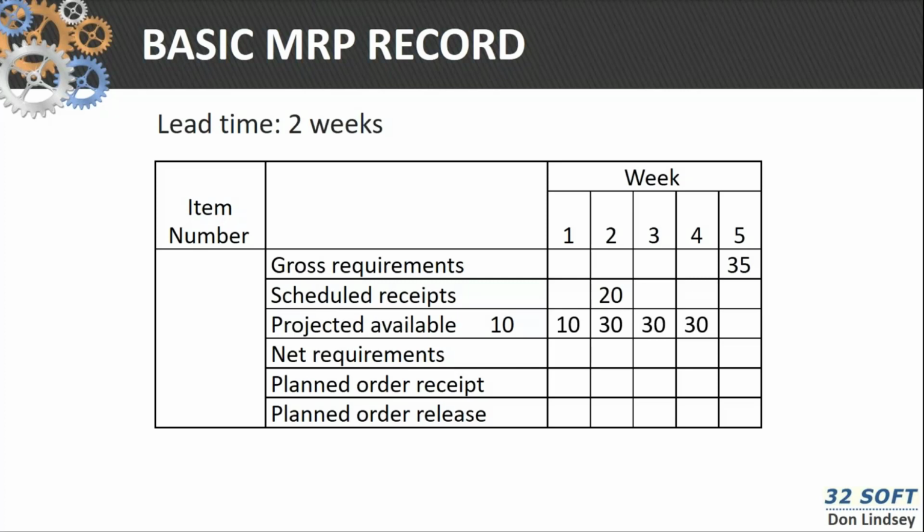Now in period 5, we see 35, and that means we have a negative projected available. A negative projected available means we have a net requirement. A net requirement means we need to plan an order. We need to offset it by lead time. And MRP assumes that you're going to do what it says, and you're going to release that in period 3, and it's going to come into inventory, and your new projected available at the end of period 5 is 0. So that's the basic flow of an MRP record.